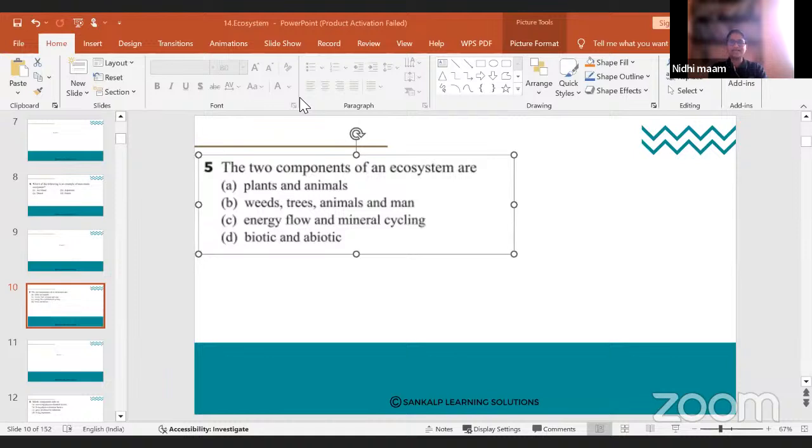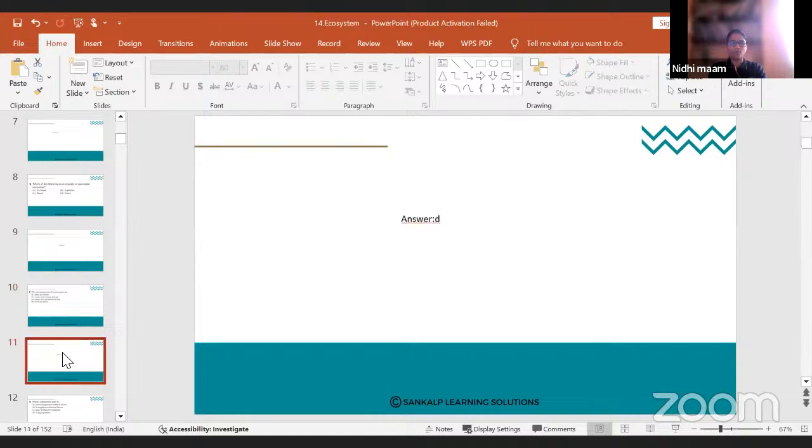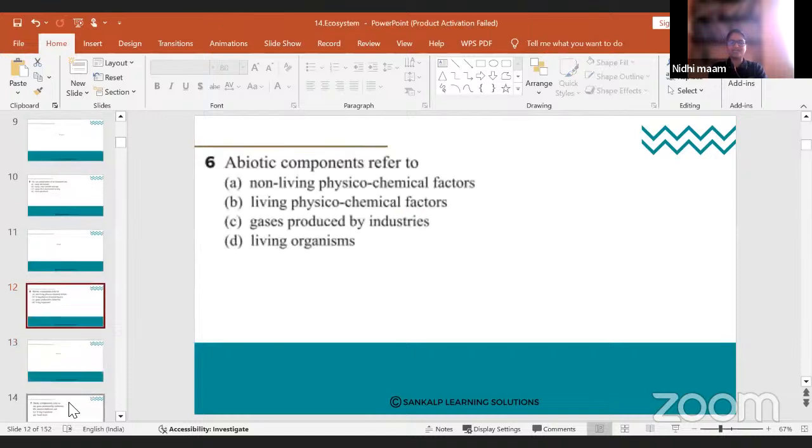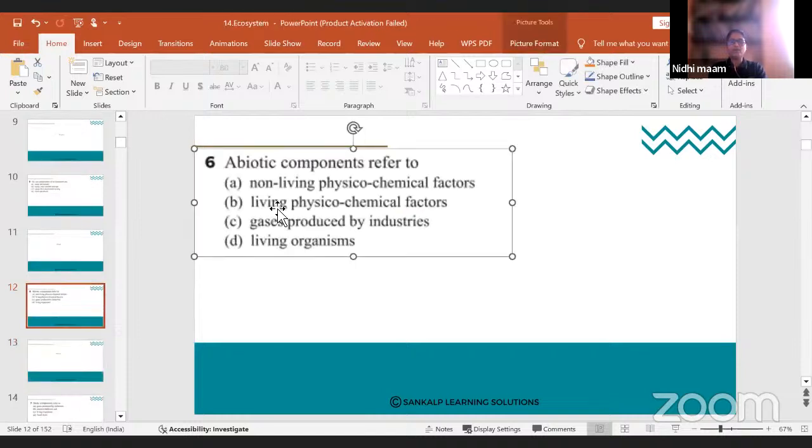Right, the right answer is option D, biotic and abiotic components are the two components, that is living and non-living. Abiotic components refers to A, non-living physicochemical factor, B, living physicochemical factor, C, gases produced by industries, D, living organism. So what do you mean by abiotic components? Be fast and type your answer in the chat box. Dhanush HJ, Tasmiya Banu answered it quickly.